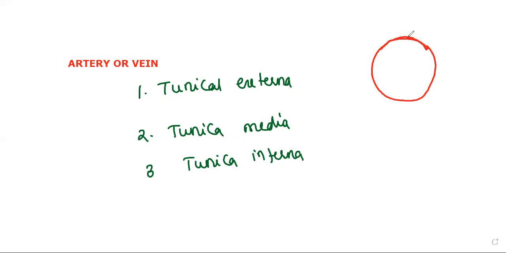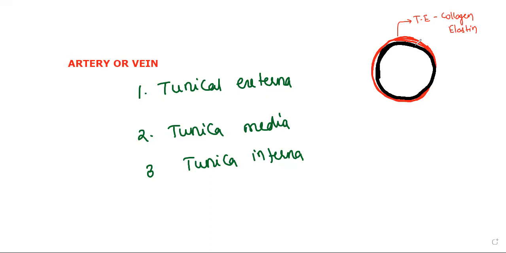The tunica externa of the artery contains both collagen fibers and elastin fibers, because it needs to show some elasticity. That's why it has both collagen and elastin. Okay. Next layer, tunica media.